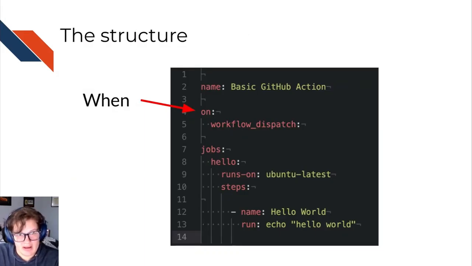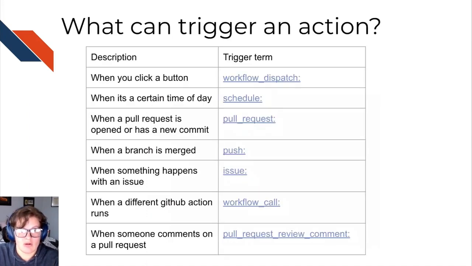So the when, that's the on part of the GitHub action. That's, how do we want this to be triggered to be run? And this is where, to me, this is what really inspires new GitHub actions. Okay, we can think about what can trigger an action. So workflow dispatch, for example, is just like nothing is going to actually trigger it except for you. You are going to go into GitHub and you're going to click a button and then it's going to trigger it.